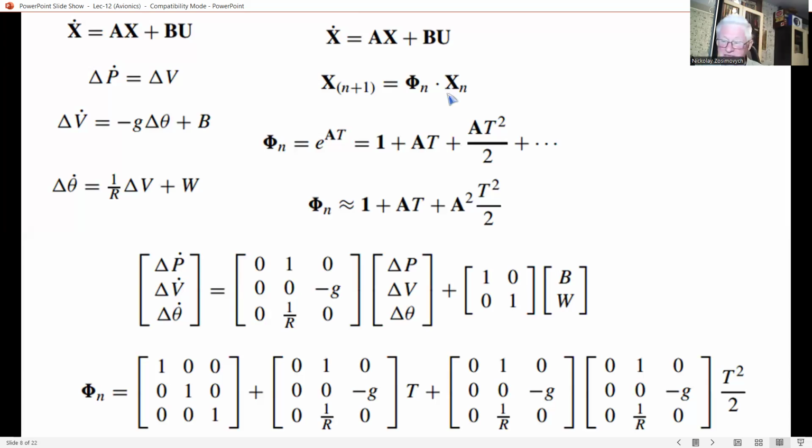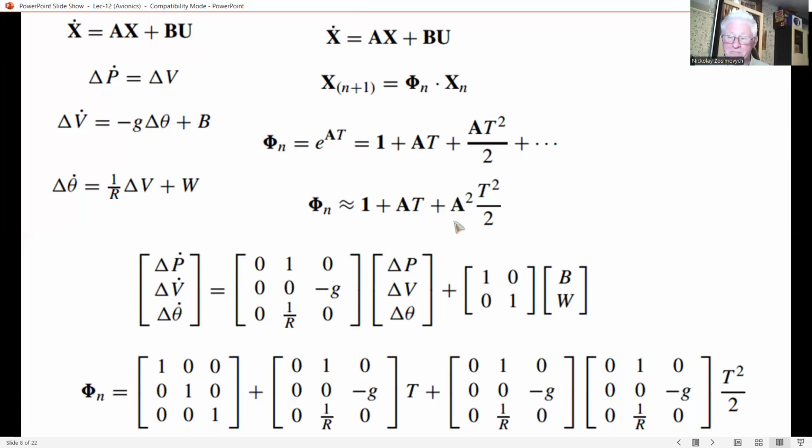Assuming a linear system, in this case Fn is an exponent in power At. It may be described by the expression 1 plus At plus At squared over 2 plus At cubed over 3 and so on. Okay? And if the iteration period t is short, we may approximately write that Fn uses only the main three components.